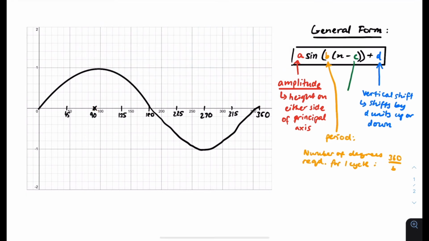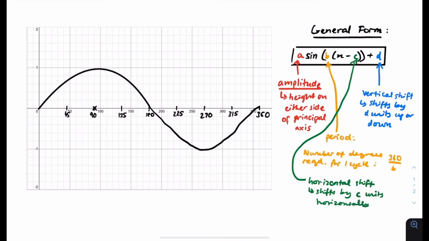So I'm going to drag this out here. Unfortunately, I didn't leave myself enough space, but that's okay. So the value of c in this case refers to the horizontal shift. It's basically representative of the same thing as d, except in this case, it shifts it horizontally. So it shifts by c units horizontally. It just shifts the entire function to the left or right.